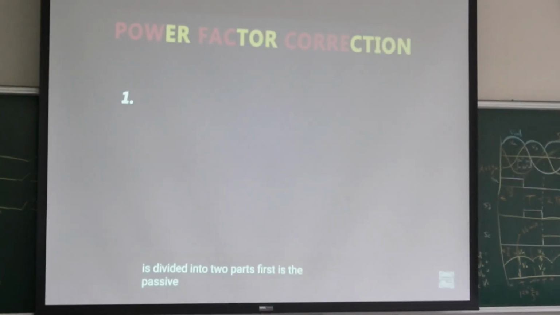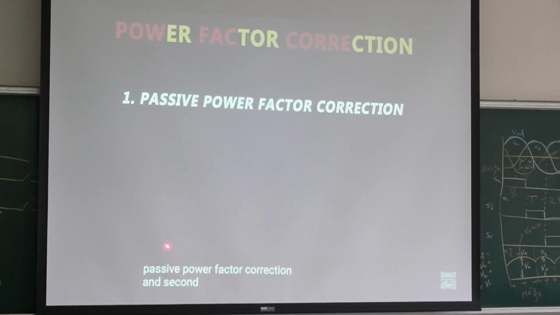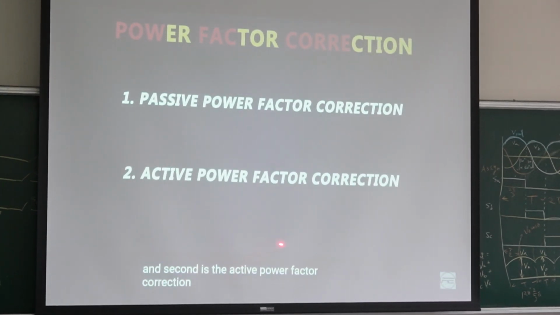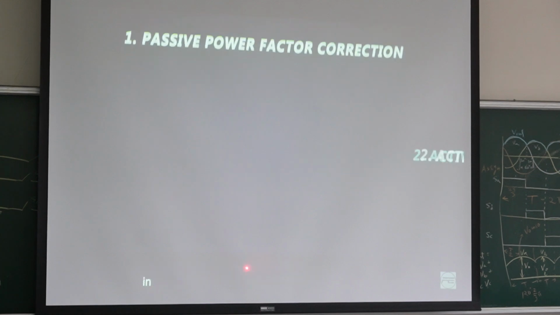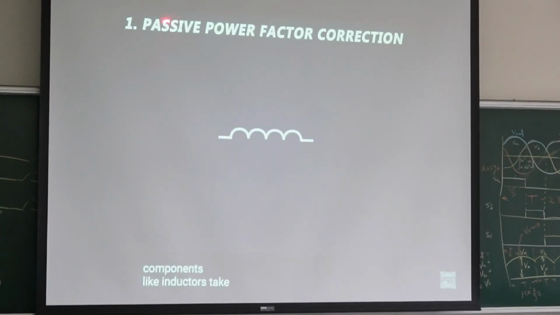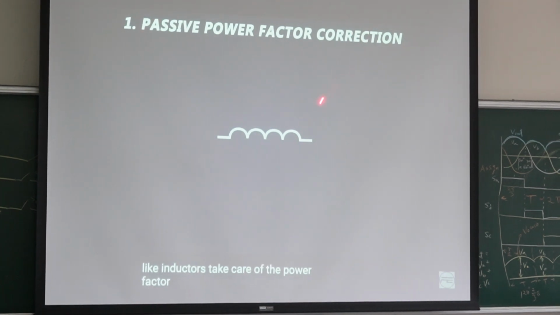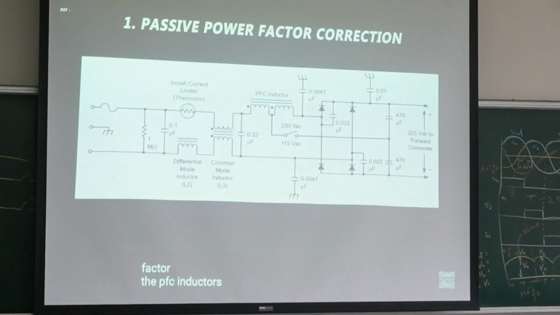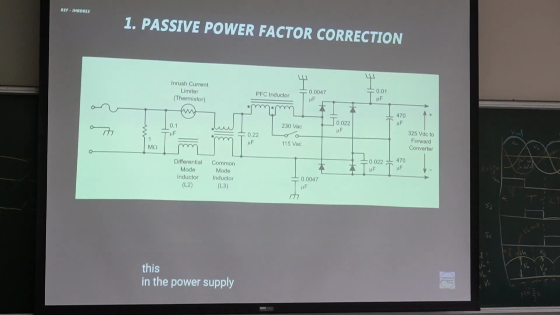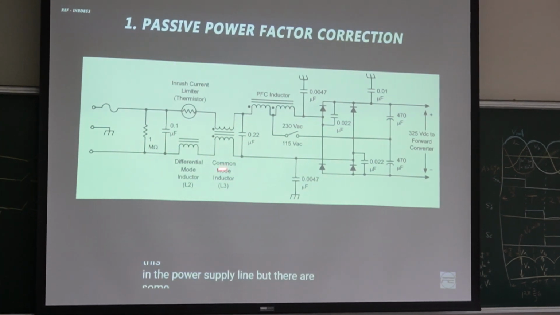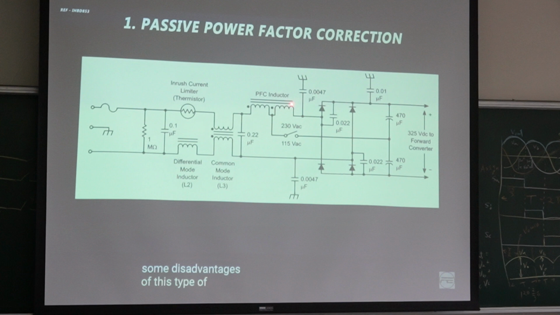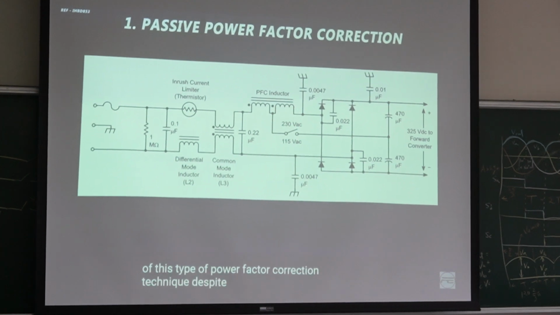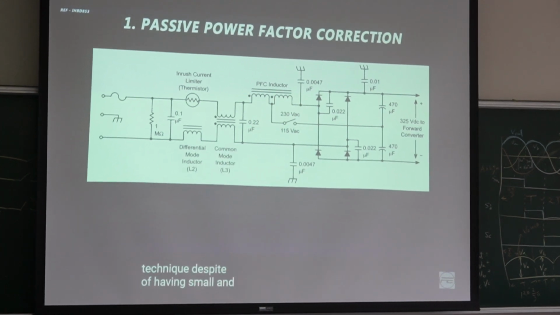First is the passive power factor correction, and second is the active power factor correction. In the passive power factor correction method, the passive components like inductors take care of the power factor. We use inductors connected like this with the power supply line. But there are some disadvantages of this inductor type of power factor correction technique, despite having a small and easy circuit. The inductor is very huge and too complicated.